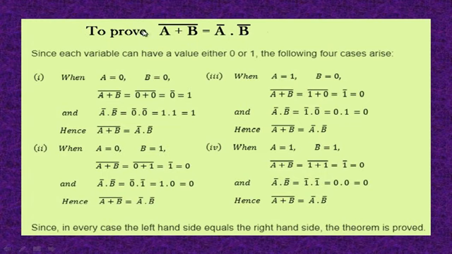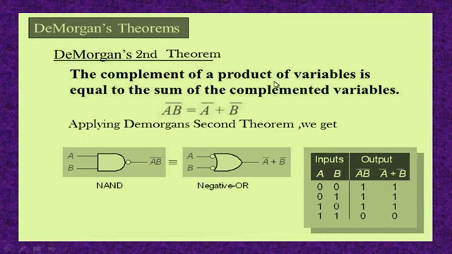This is De Morgan's second theorem. The statement of this De Morgan's theorem is: the complement of a product of variables is equal to the sum of complemented variables. Means, suppose there are two variables. This is the product of two variables, A dot B, and the complement of their product is equal to the sum of the complemented variables, means complement of A plus complement of B. This is the Boolean equation for De Morgan's second theorem.